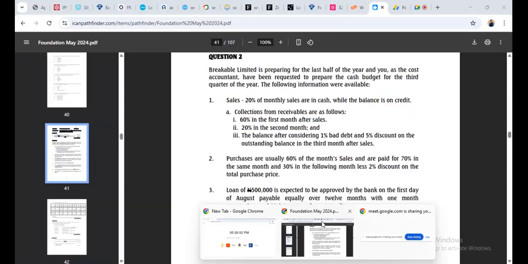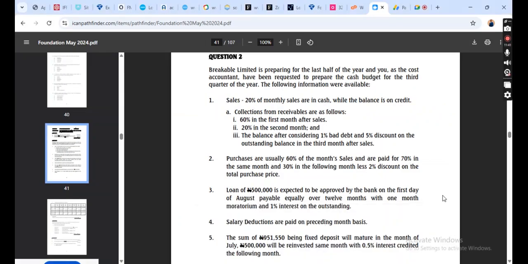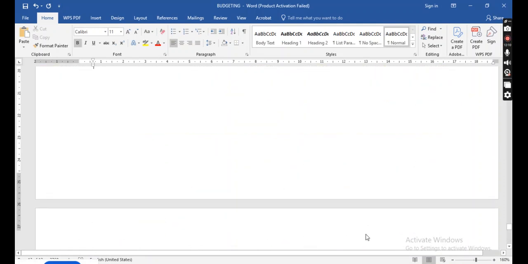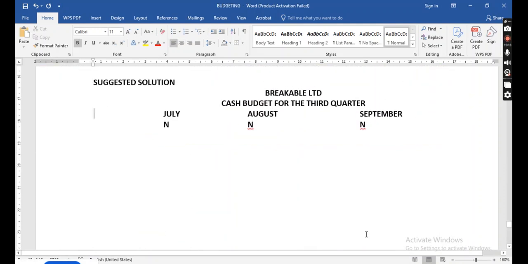Now, what is the next information? Class, the loan of 500,000 is expected to be approved by the bank on the first day of August, payable equally over 12 months. Now, let's quickly prepare and put our information. Let's start to put our information here.